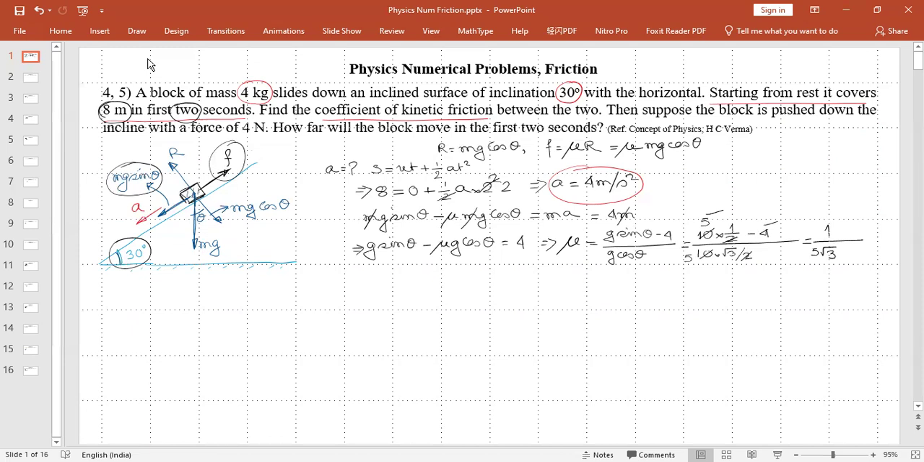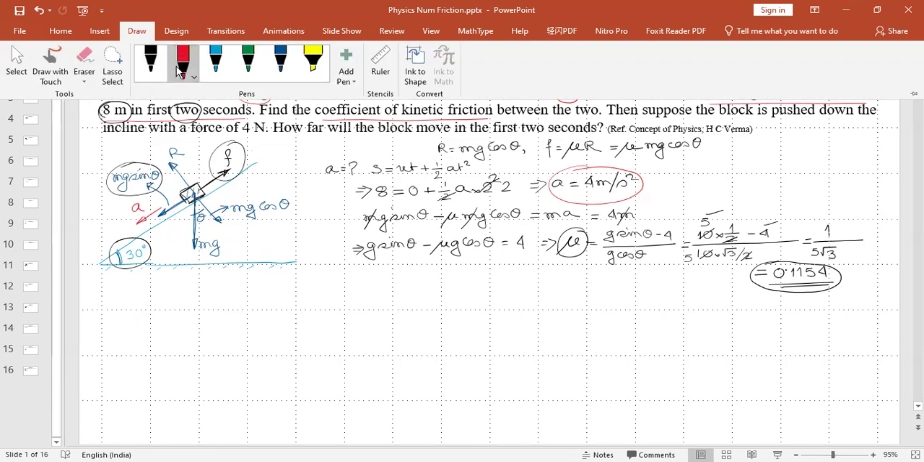Calculate this, and you will find the value of the frictional coefficient mu is 1 by 5 root 3. And mu doesn't have any unit, so it is 0.115. Now there is a second part of the question.